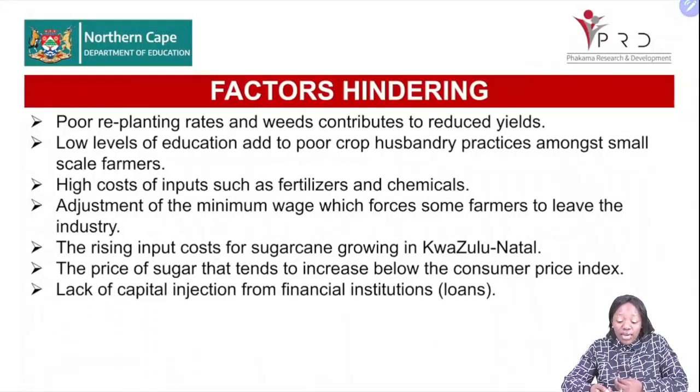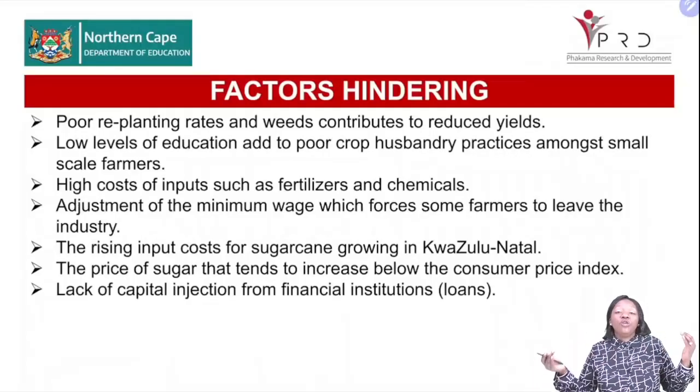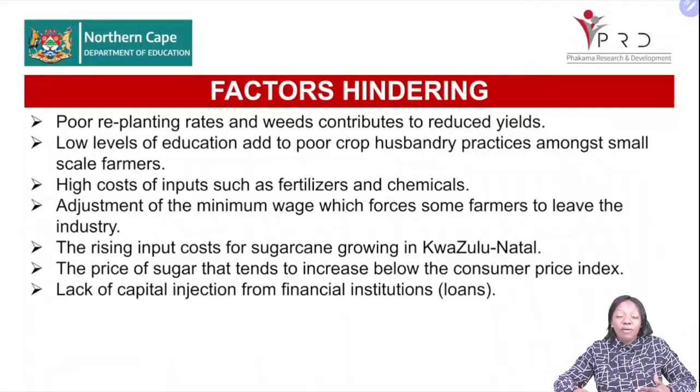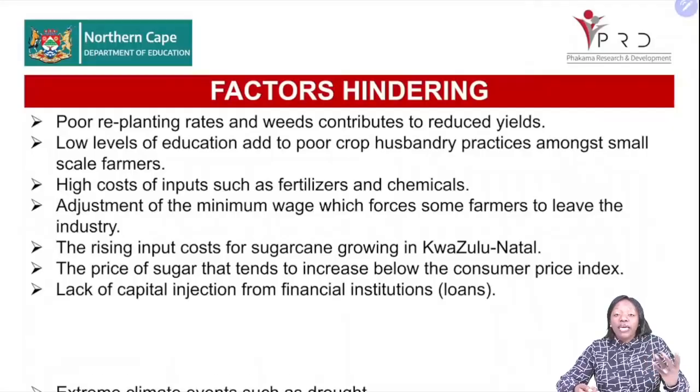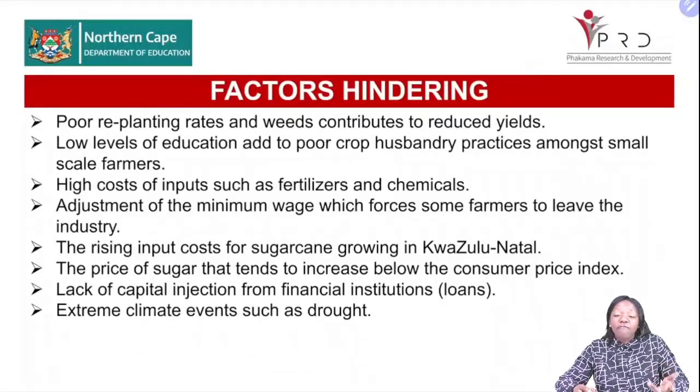the sugarcane farmers. Then we're looking at the lack of capital injection from financial institutions. So you have a plot of land and you want to engage in farming, but there are no loans that are specifically for sugarcane farming. You might find that you lack funds to start that farming, so it becomes a problem again. Hence, it is under the hindering factors.